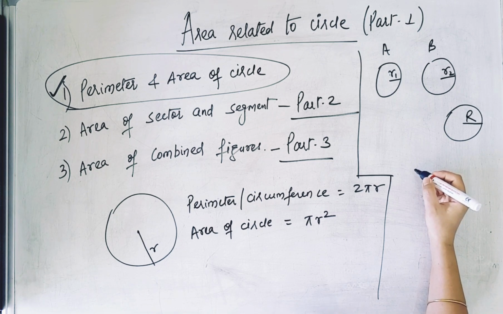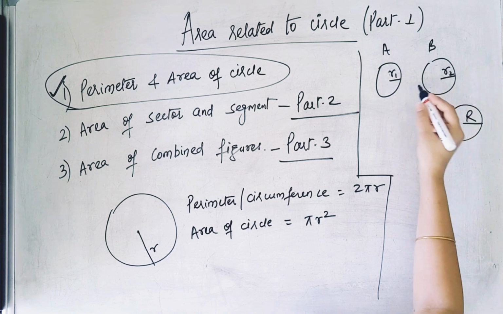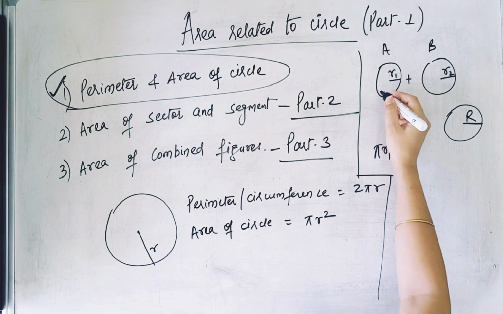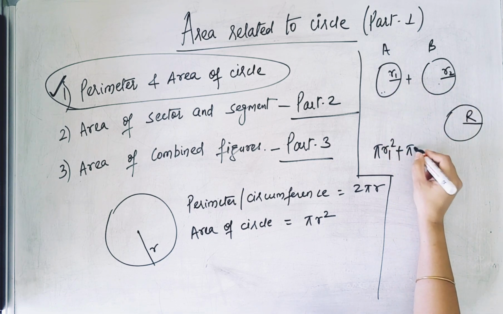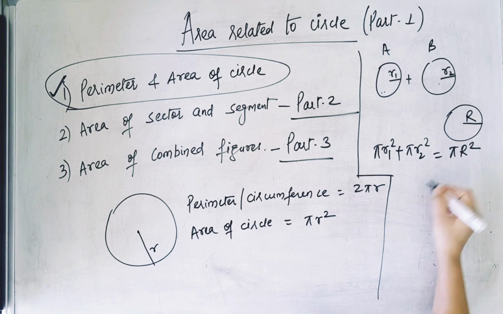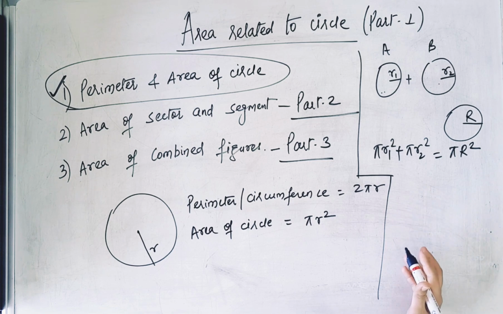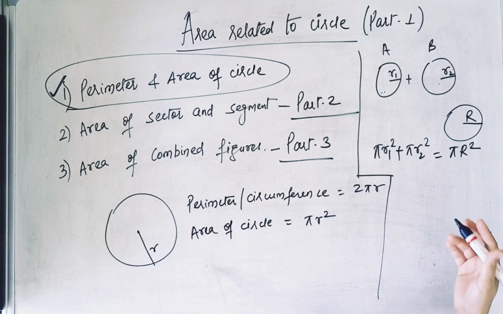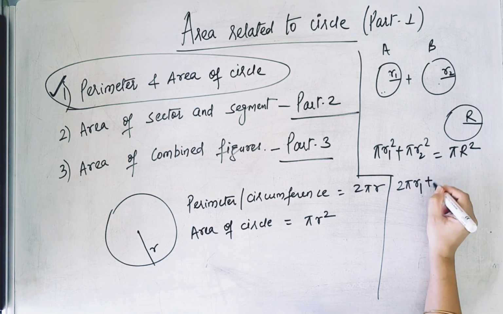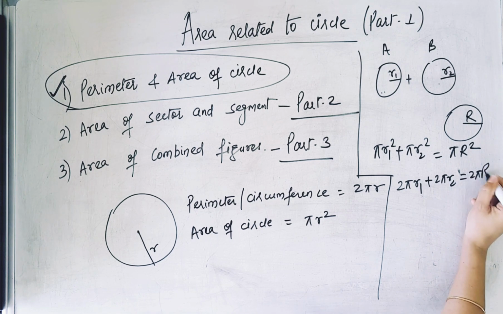So in this case they have told we have to add the areas of these two circles. So what we'll do, pi r1 square for this A circle and for this B circle pi r2 square, and here we'll get pi R square, because here it was said to sum the areas. But in the same manner, if it is given that it is equal to the sum of circumference, in that case we'll do 2 pi r1 plus 2 pi r2 equal 2 pi R.